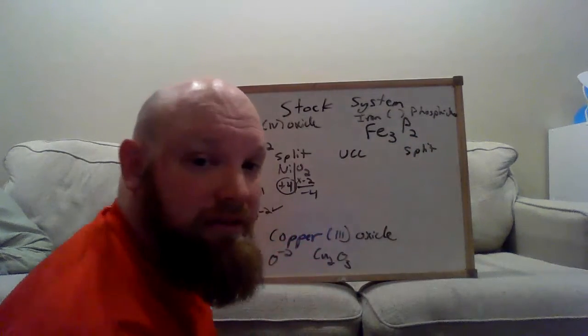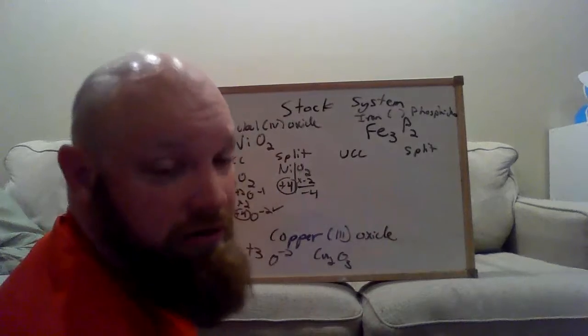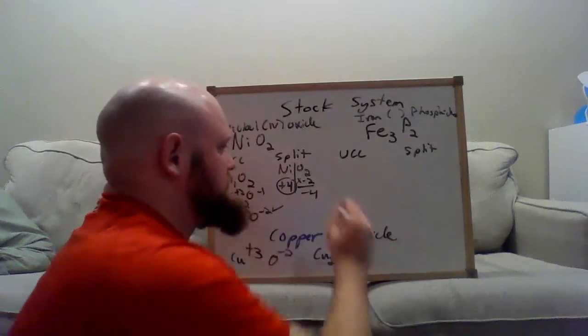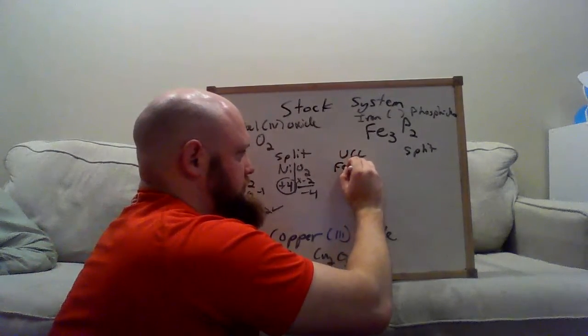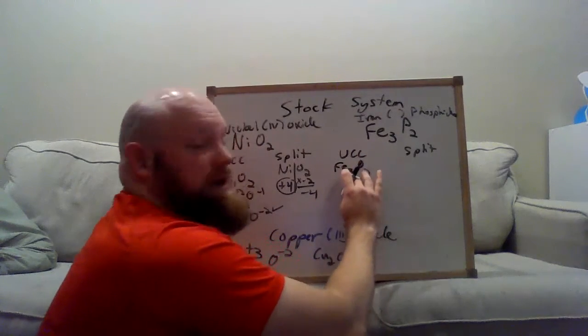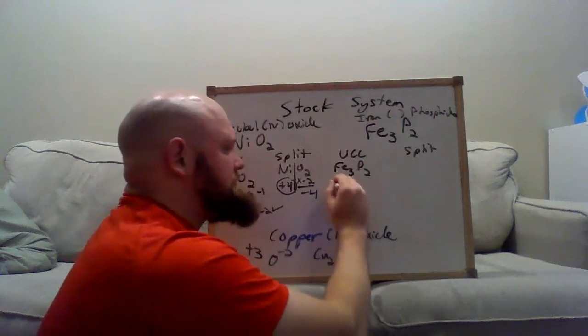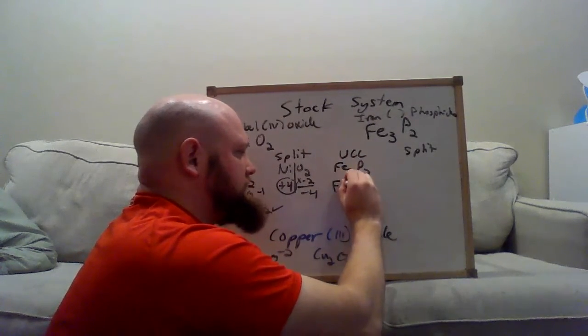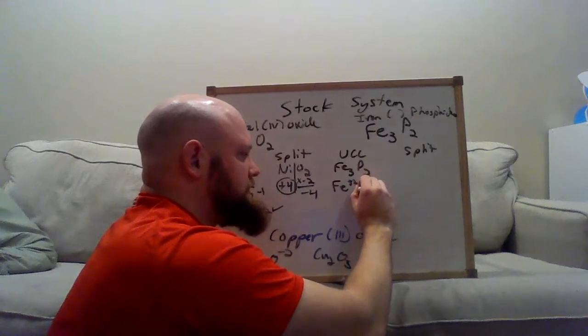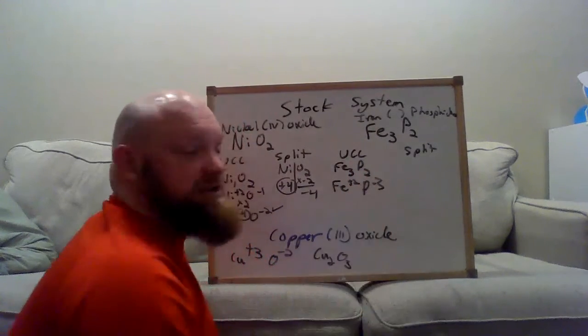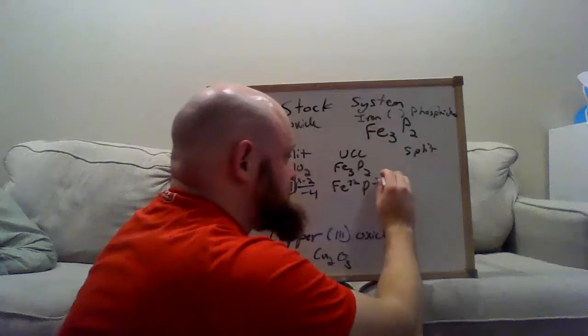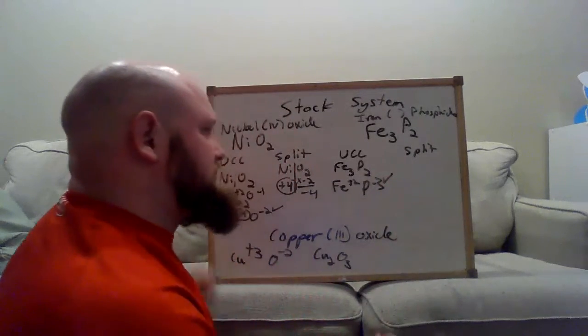Okay, so I have uncrisscross and split. Although I do like split better, anytime you see a 3 and a 2, uncrisscross is going to be easier. Okay, I take my numbers, I switch them and bring them up to the top. So I have Fe plus 2, P minus 3. We say, is phosphorus really minus 3? Yes, it is.